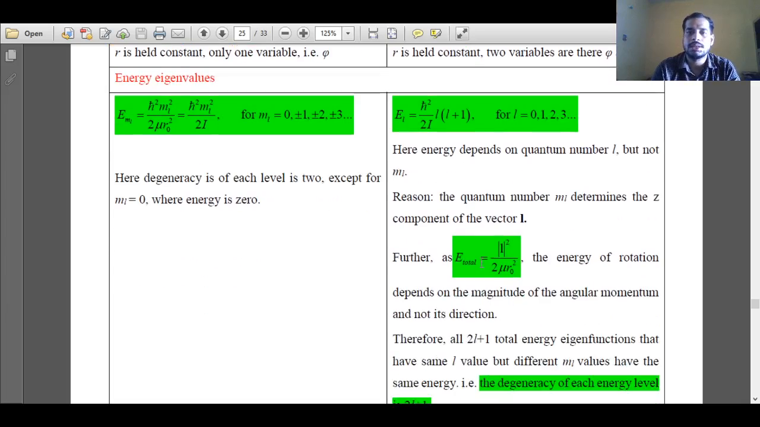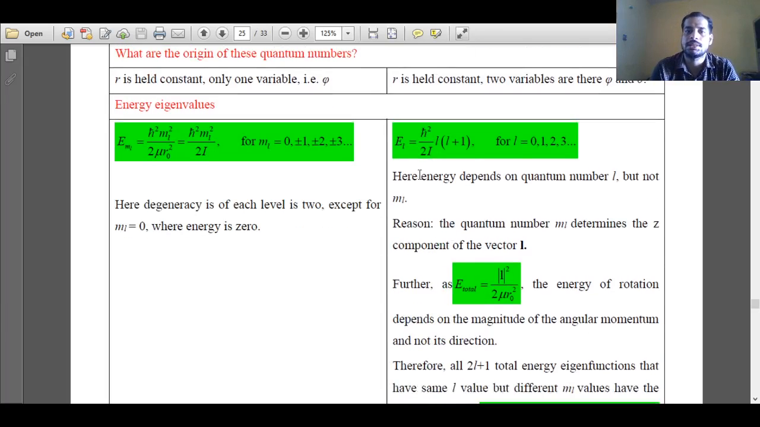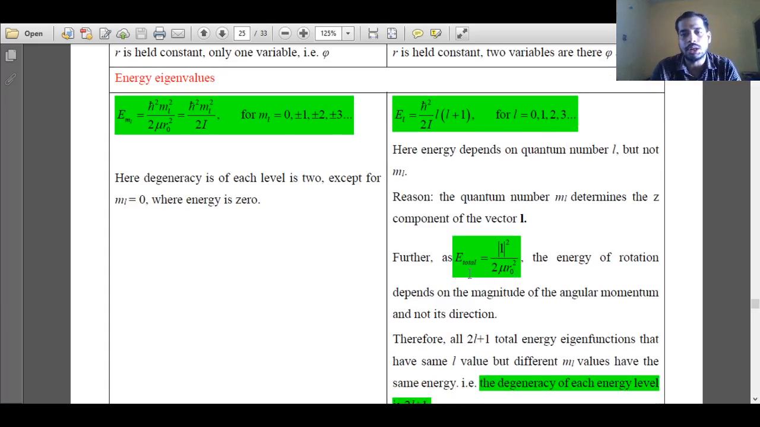Okay, now what is the energy eigenvalue for rotation in 3 dimensional space? The energy eigenvalue that we have obtained for rotation in 3 dimensional space is ħ² over 2I, L into (L plus 1). L values vary from 0, 1, 2, 3, like that. Now also we know that the energy for rotational motion from classical mechanics is given as L² over 2 mu r0². What is L? L is the angular momentum quantum number.